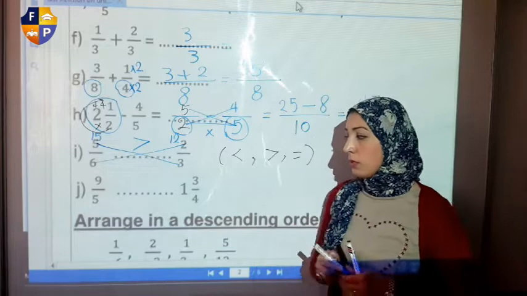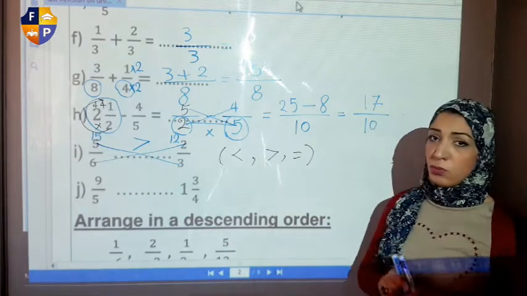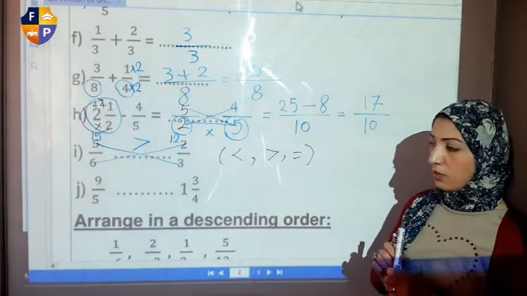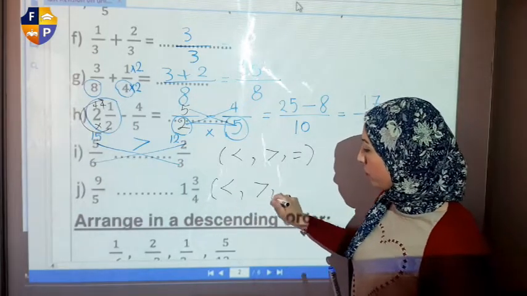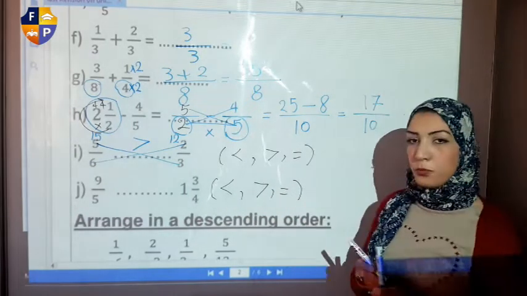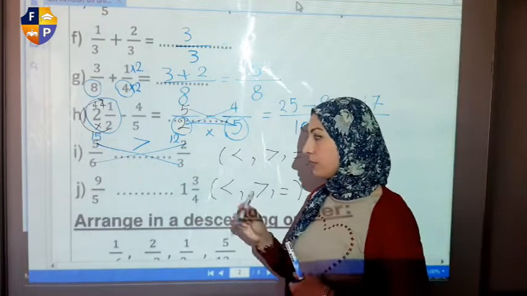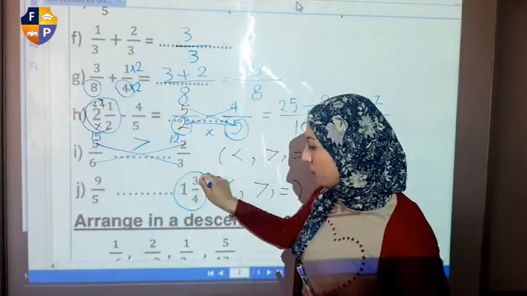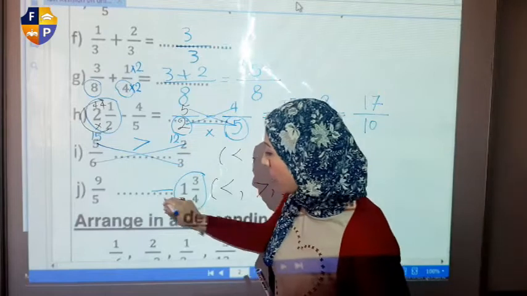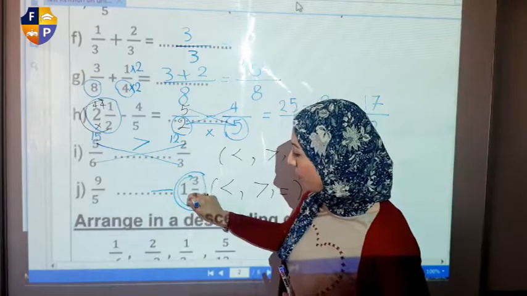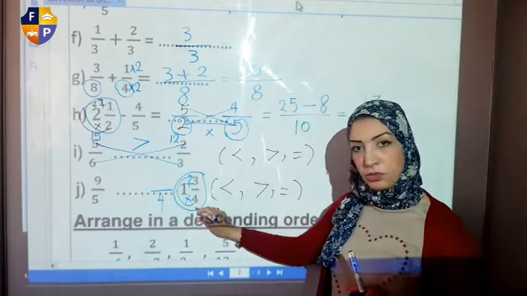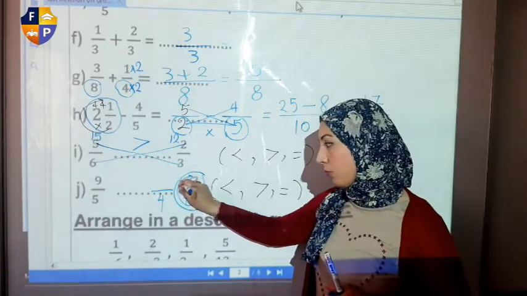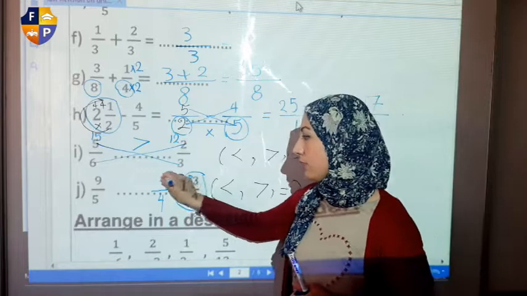Next one. 9 over 5 and 1 and 3 over 4. Here we need to compare two fractions. But first, we have to change this mixed number into a fraction. As we said before, half circle by plus. First, we will write 4 in the denominator. 4 by 1 equals 4 plus 3 equals 7.